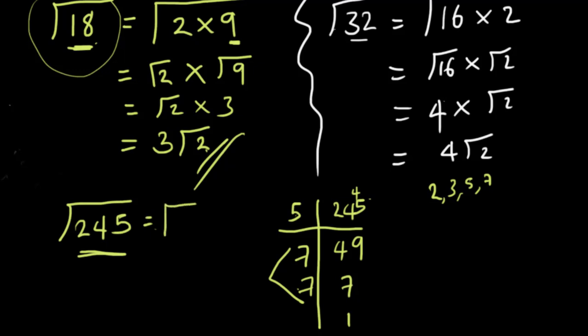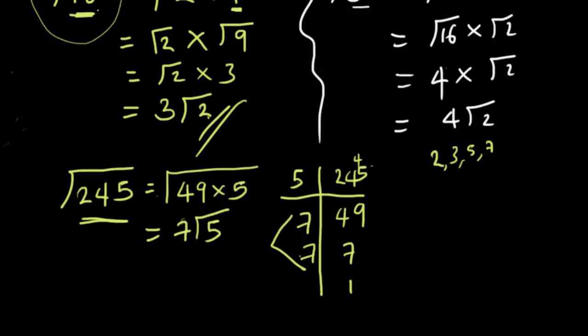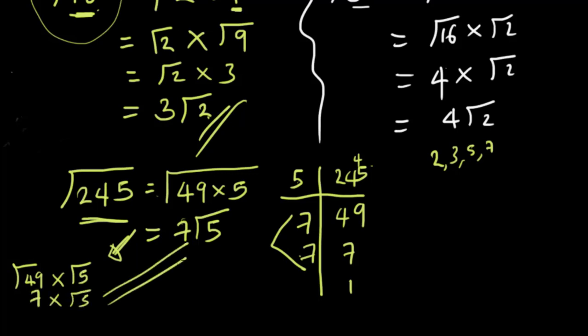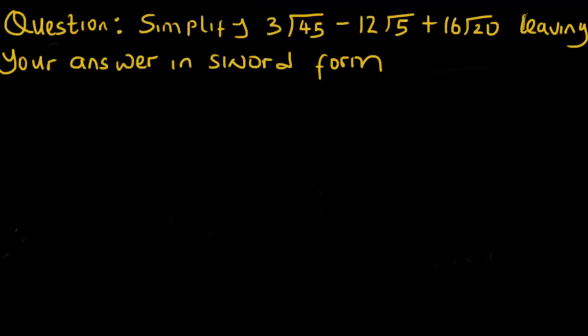So we can have 49 times 5. And the square root of 49 is what? 7. And then we are left with root 5. I hope you understand. So if you want to do it step by step, it's the square root of 49 times the square root of 5. Square root of 49 is 7. 7 times the square root of 5 will give us 7 root 5. Do you understand? Now let's take this a step further.